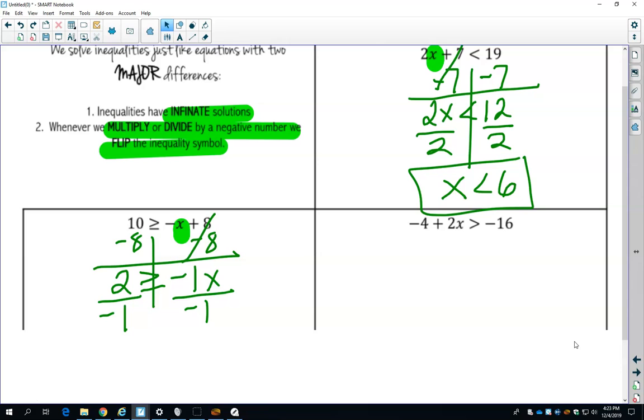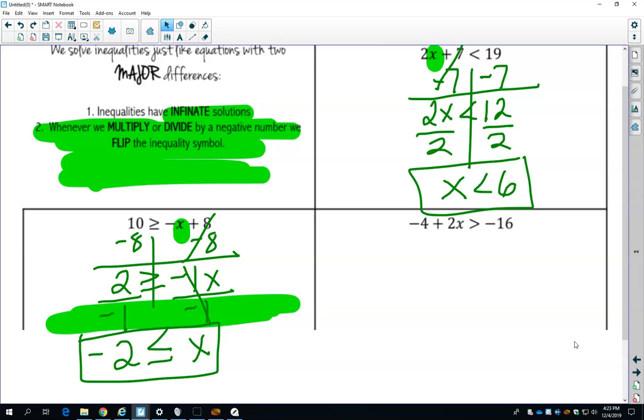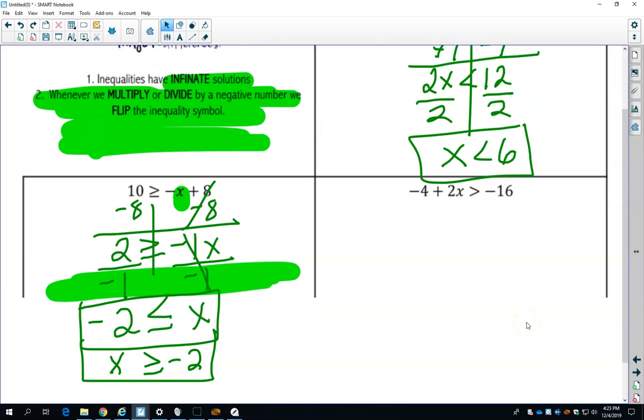When we do that, on the right side, it cancels out. On the left side, we get negative 2. So we have x and we have negative 2. But remember, when we multiply or divide by a negative, which is what we're doing right here, we need to do what to the sign? That's right, we are going to flip the sign to less than or equal to. So that's the answer. You could also write this, x is greater than or equal to negative 2. Both of those are correct.